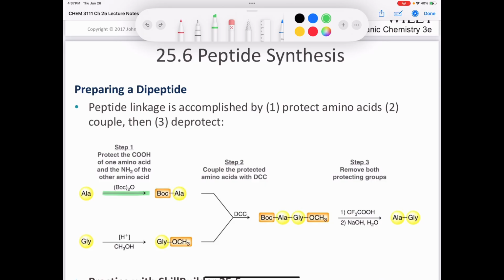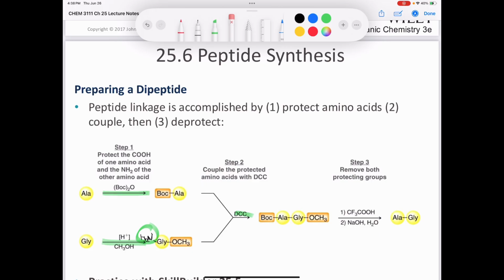Then we want to make a methyl ester. In this case, he chose a methyl ester. You could have used benzyl as well. So methanol, catalytic amount of acid. And now we have our methyl ester. So now we have our carboxyl group protected on our glycine. And again, I'm scribbling here. The carboxyl of our alanine is exposed, and the amine of our glycine is exposed. And so now when we treat these two molecules with DCC, we're going to form an amide bond.